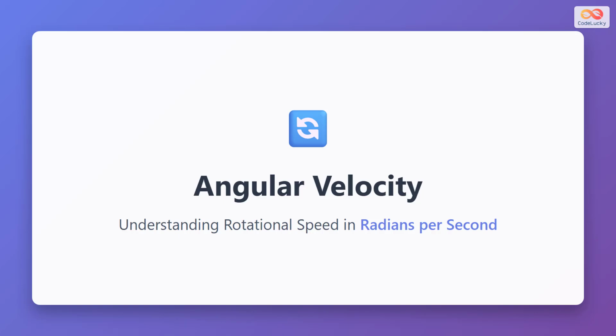Welcome to this lesson on angular velocity. Angular velocity is a fundamental concept in understanding rotational motion. It helps us describe how fast objects rotate around an axis, measured in radians per second. Throughout this lesson, we'll explore what angular velocity means, how to calculate it, and where we see it in the real world.